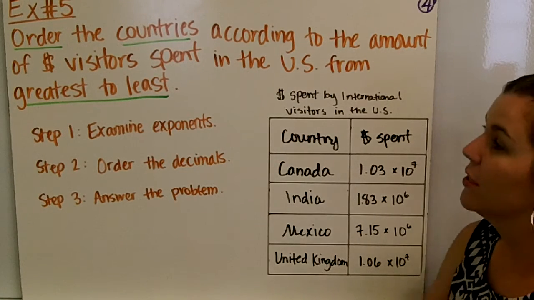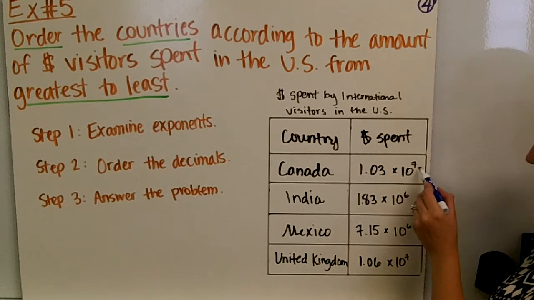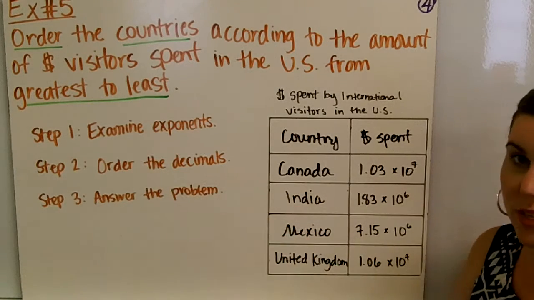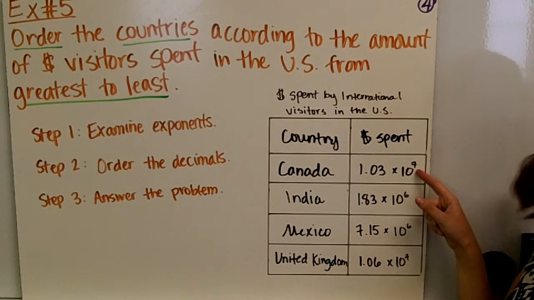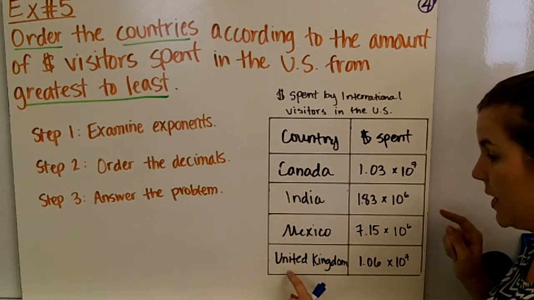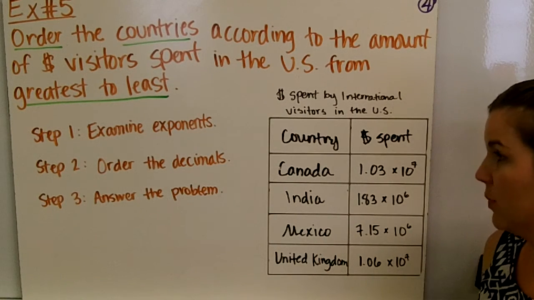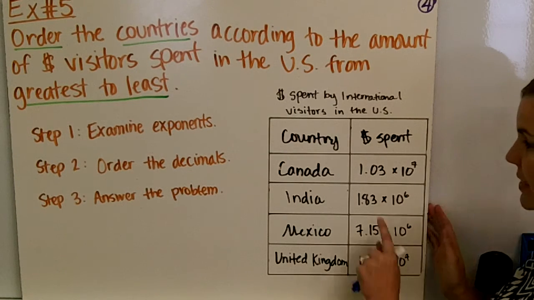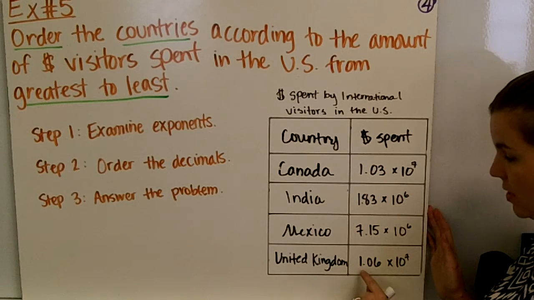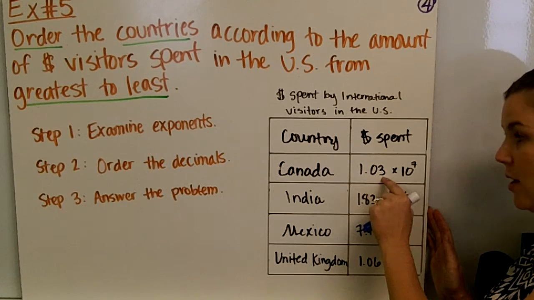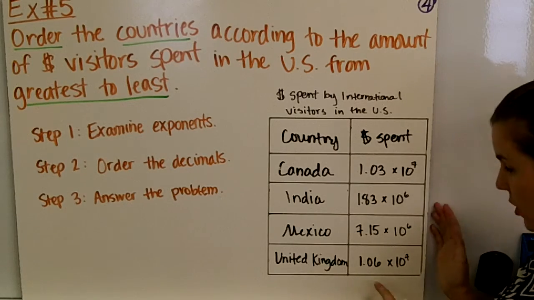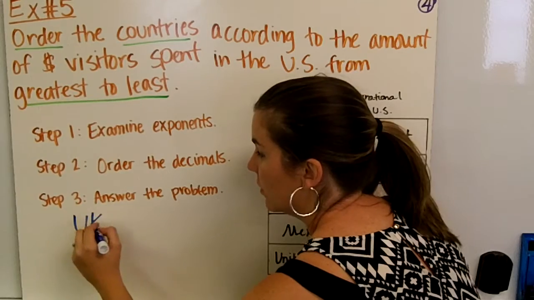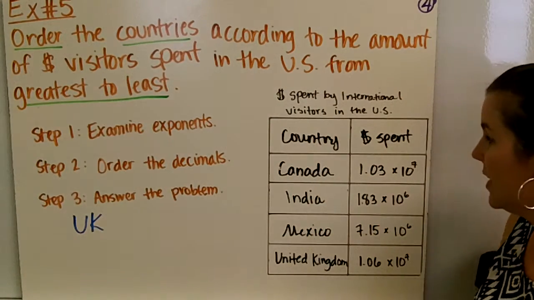In order to do this, you're going to first examine the exponents. So I have 7th power, 6th power, 6th power, 7th power. And then I'm going to order the decimals. So obviously 7 is bigger than 6. So Canada and the United Kingdom are the two largest ones. Now I need to see which of those two is actually the biggest. So I'm going to look at my decimals. 1.03 and 1.06. Well, this is like $1.03 and $1.06. So this is bigger. So United Kingdom, UK, comes first. Then Canada.